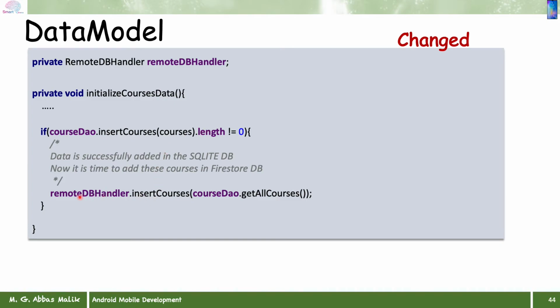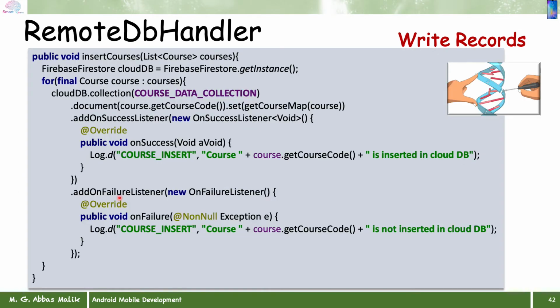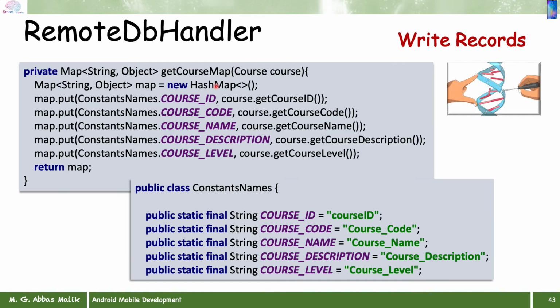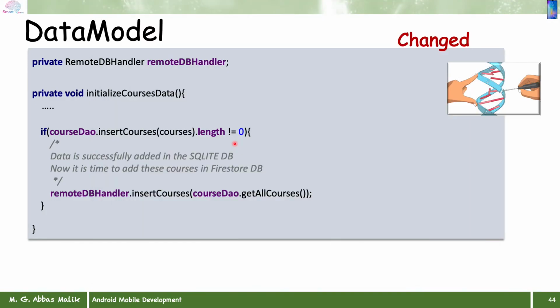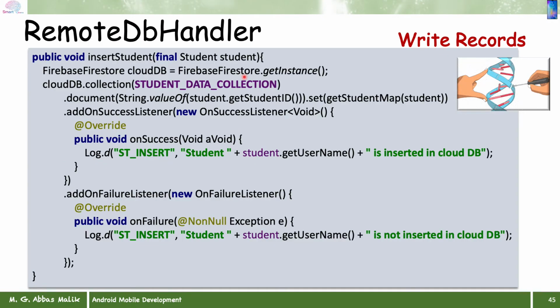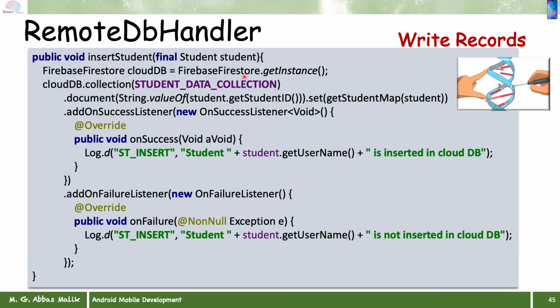Then I am saying that from the remote DB handler, call that insert course method. We are going to call this method inside our data model, and it will be added inside our remote, which is what you can see here in this Firebase. So similarly we need to add, insert a student.